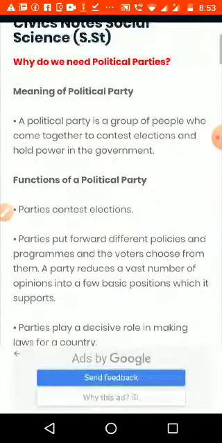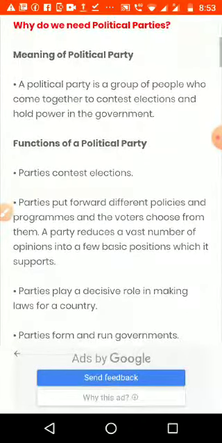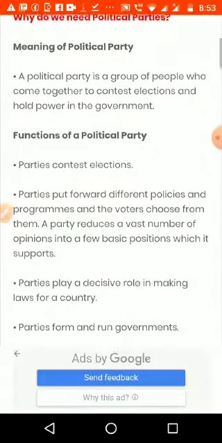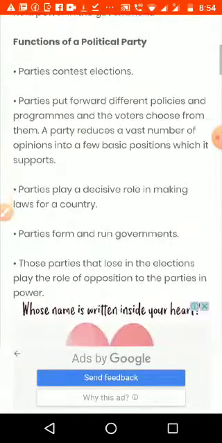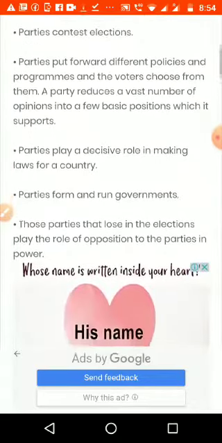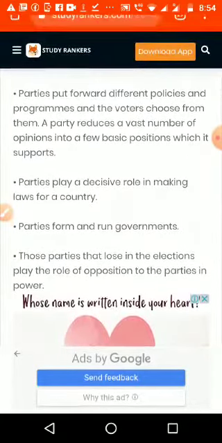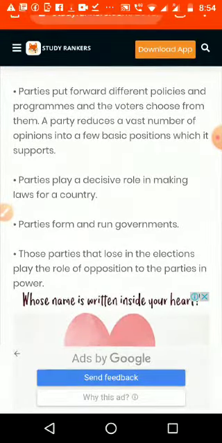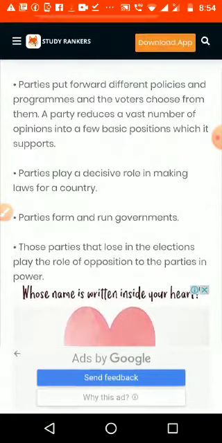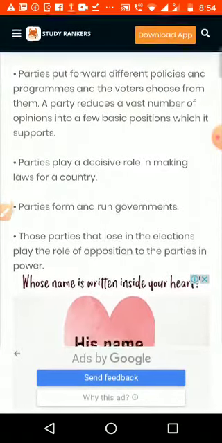What is the meaning of political parties? A political party is a group of people who come together to contest elections and hold power in the government. Functions of the political party: parties contest elections, parties put forward different policies and programs, and the voters choose from them. A party reduces a vast number of opinions into a few basic positions which it supports.